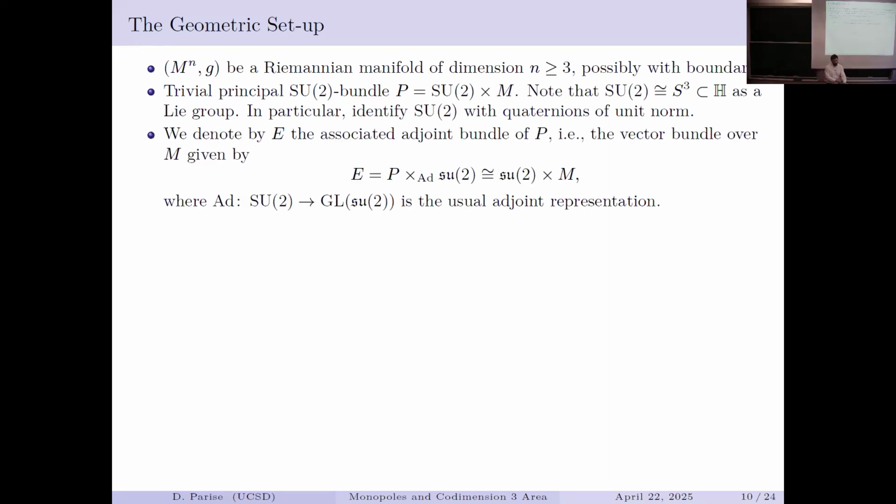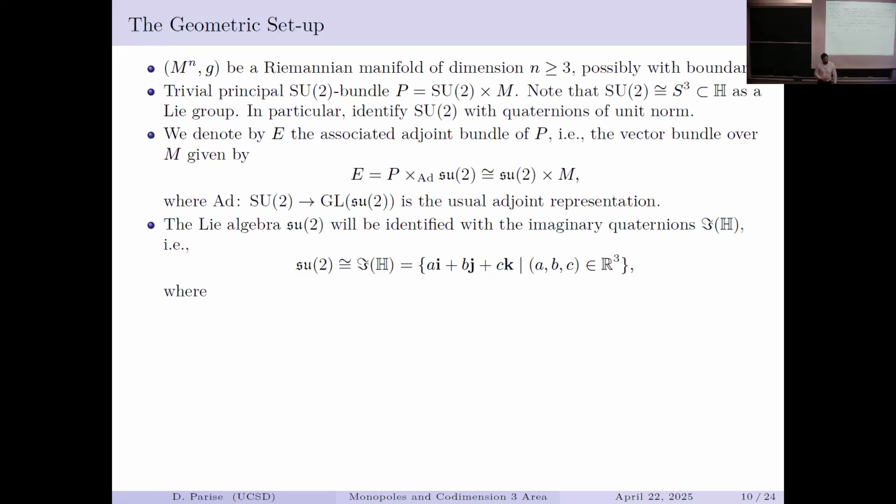You can also associate to a principal bundle the adjoint bundle P, which is the following vector bundle that you see here. It doesn't really matter what this definition is, but for our purposes, this is just the Lie algebra of SU2 cross M. And again, if you don't like to think of matrices, you can think of su2 as being imaginary quaternions. So in particular, elements of the form ai plus bj plus ck, where i, j and k are the usual basis of the quaternions. In particular, they satisfy this relationship.